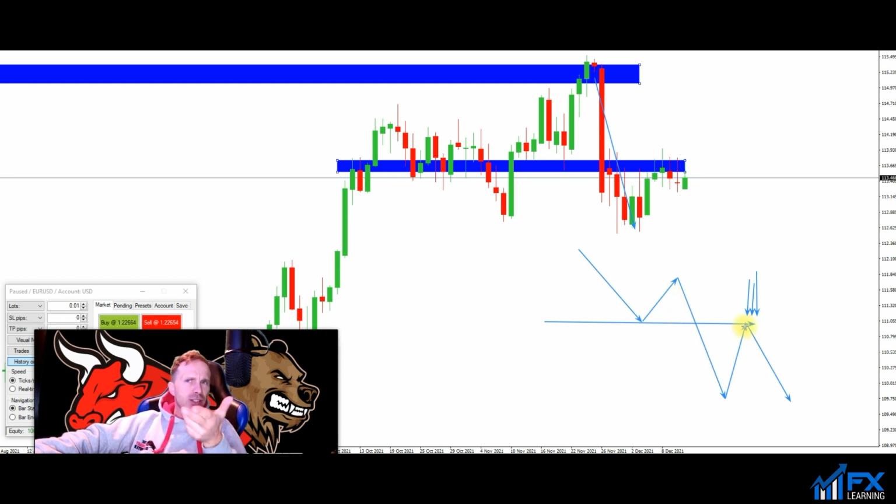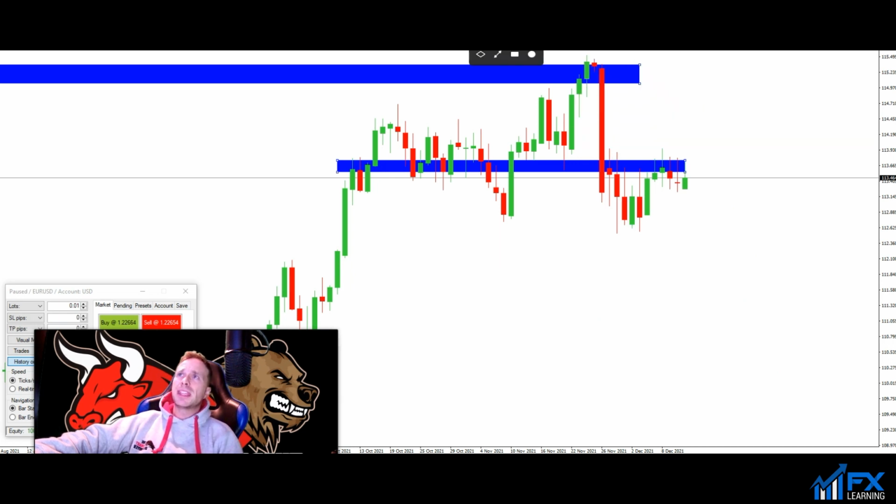Support line becomes resistance, structure, demand zone. It doesn't matter what you call it. The point is, a lot of sellers have been selling at this level, and that's exactly what's happened. If I just make it a different color so you can see, let's make it red. See how we've come down there? We've pulled back up.